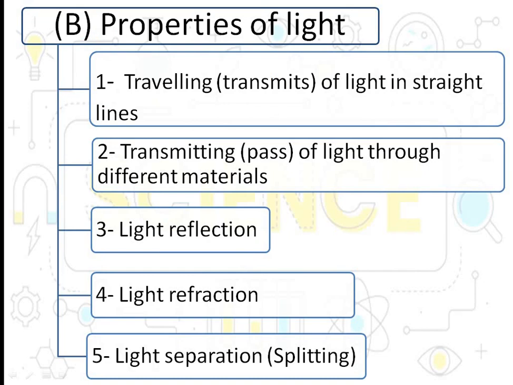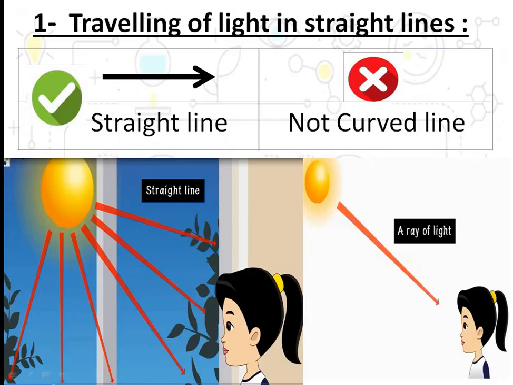How does light travel? Light always moves in straight lines in all directions, not in a curved line. Each line is called a ray of light. The ray of light travels directly into your eyes in straight lines.